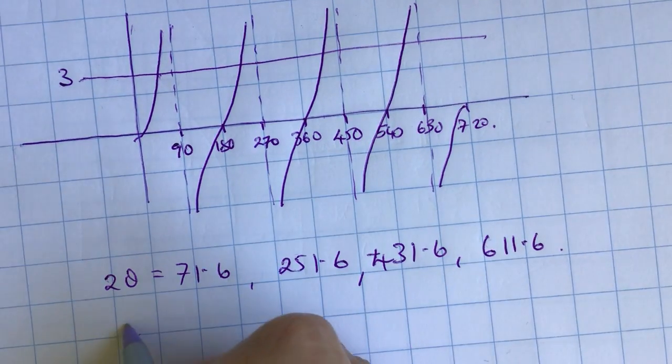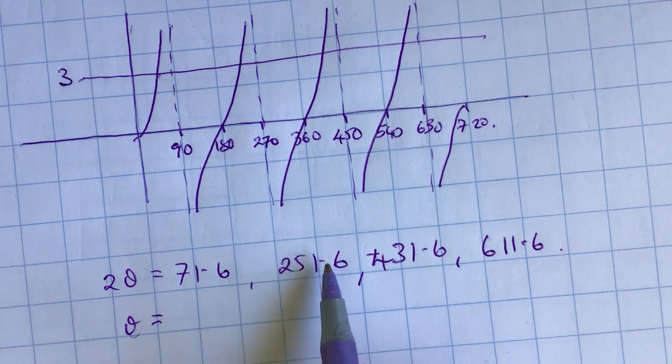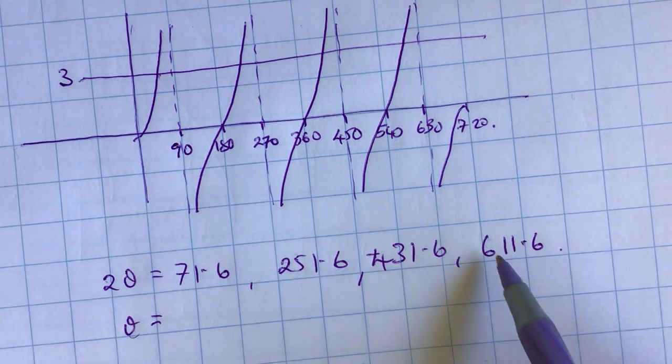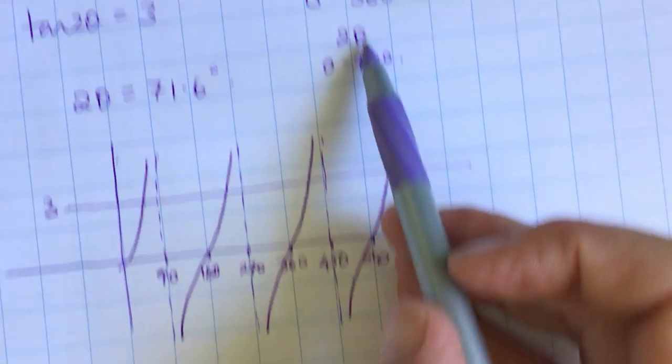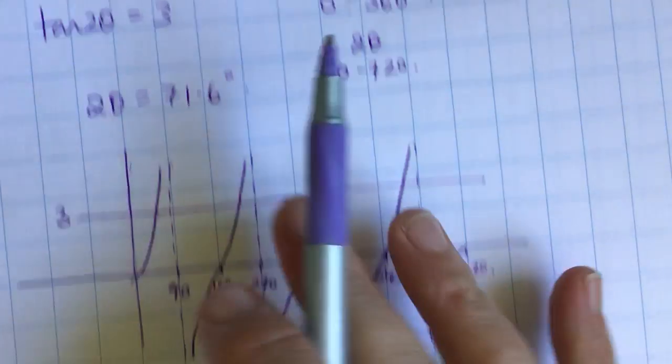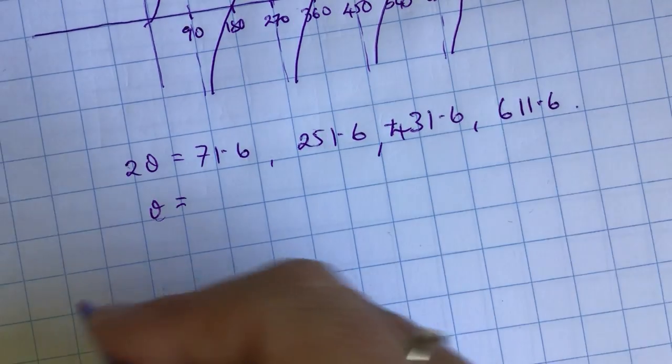Now, when I work out what theta is, I'm going to halve each of these numbers, and you'll see that they all come back into range of between 0 and 360. So you would be able to finish that.